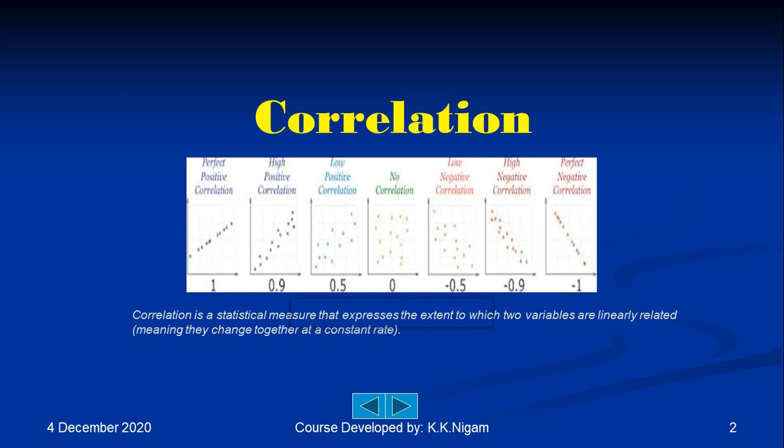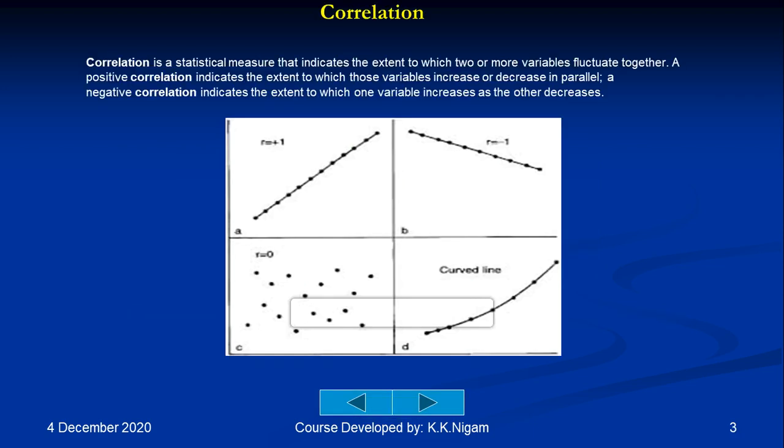That is also possible. So correlation is a statistical measure that indicates the extent to which two or more variables fluctuate together. A positive correlation indicates the extent to which those variables increase or decrease in parallel. A negative correlation indicates the extent to which one variable increases and the other decreases. And sometimes there is no relation also. And this can be depicted as you are seeing in the graph.